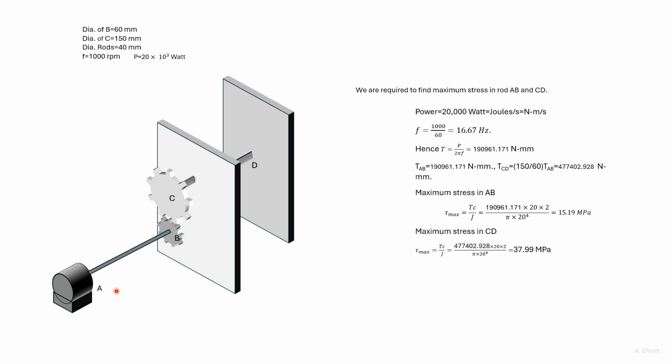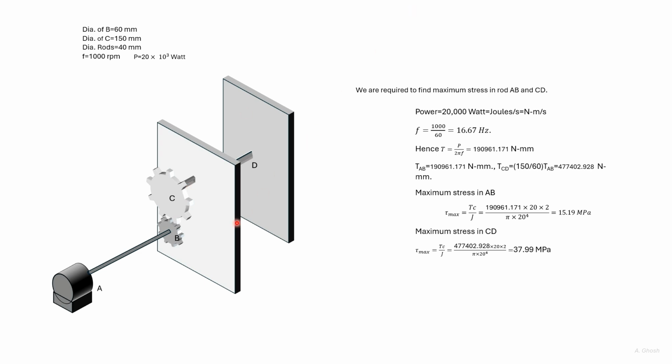In this problem, we are given the power that is transmitted and the frequency of rotation. We are asked to find out the maximum stress in bar AB and CD, which are of the same diameter. We are given the diameters of B and C. So that means we can find out the relation of torque between B and C.